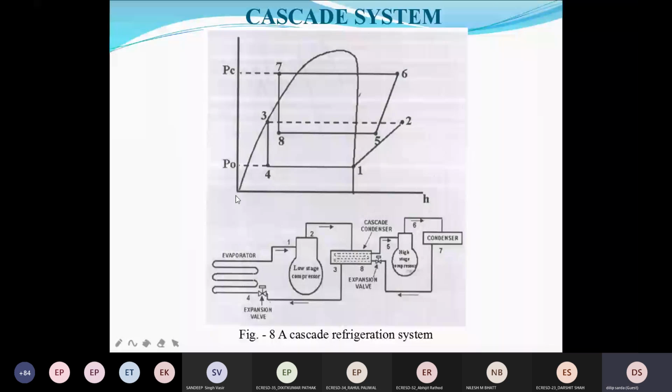You can see this diagram also. It's the same thing. It has been specified here. The low stage compressor is pumping to the heat exchanger, where it works as a condenser, and then again goes to the evaporator, and the cycle is completed. Similarly, in the second stage, this is the evaporator, and from the evaporator it goes to the high stage compressor and condenser, and the cycle is completed. So if we say this is the CO2 compressor system, this is the ammonia compressor system.